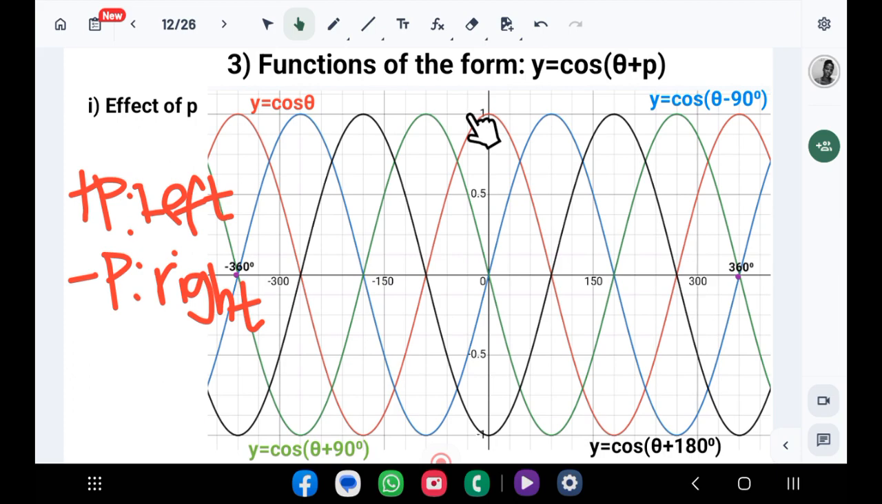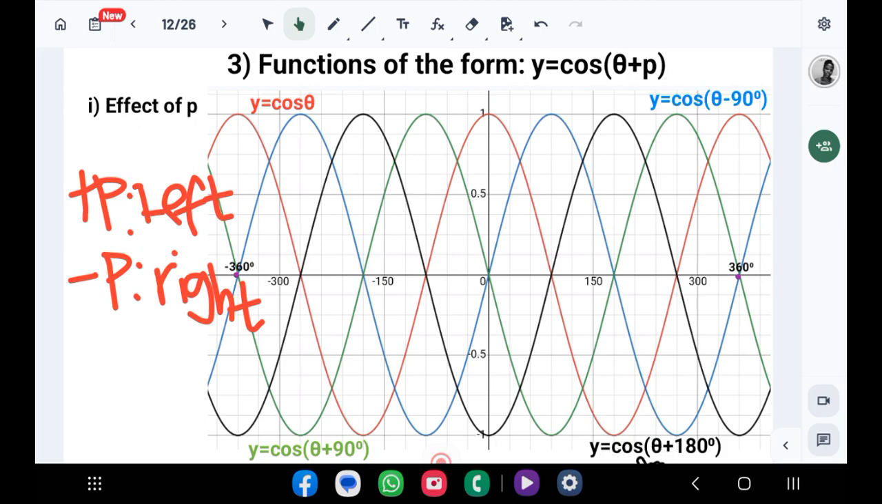So we'll go 1, 2, 3, that's negative 90 degrees. 90 degrees to the left, and that's the first peak. To find the rest of the milestones, 1, 2, 3, 90, x-intercept, 1, 2, 3, minimum turning point. 1, 2, 3, x-intercept, and so on and so forth.